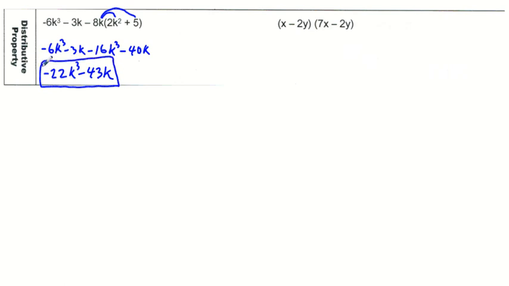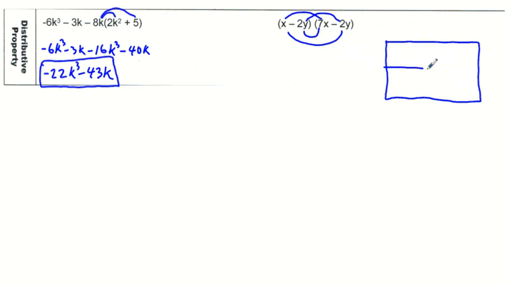And the last one we're going to look at here. You can work this out different ways. There's FOIL: first, outside, inside, last. You've probably seen that. That could work. There are other ways of doing this too. One way that you can do this is what we can call a box method, where you just break up the cells and put the terms. We can put 7x minus 2y on top. On the side, we can put x minus 2y and just multiply in the cells.